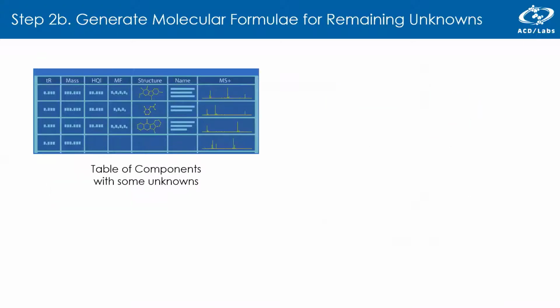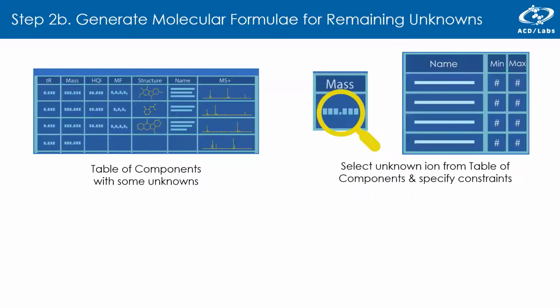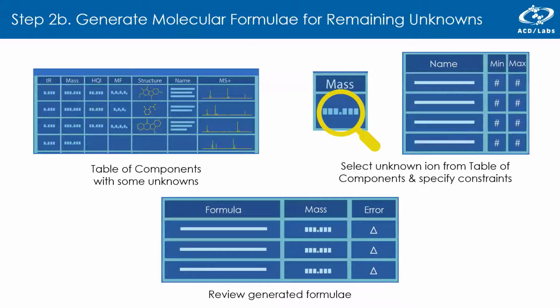The next step will be to generate a molecular formula for the remaining unknowns. Here we can identify the molecular ion. Then we can select that from the table of components and start specifying some constraints for the formula. These constraints could be things like the type of elements that are allowed, as well as the ranges of these elements. Then we can review and select the generated formula and select the most likely formula for the unknown.